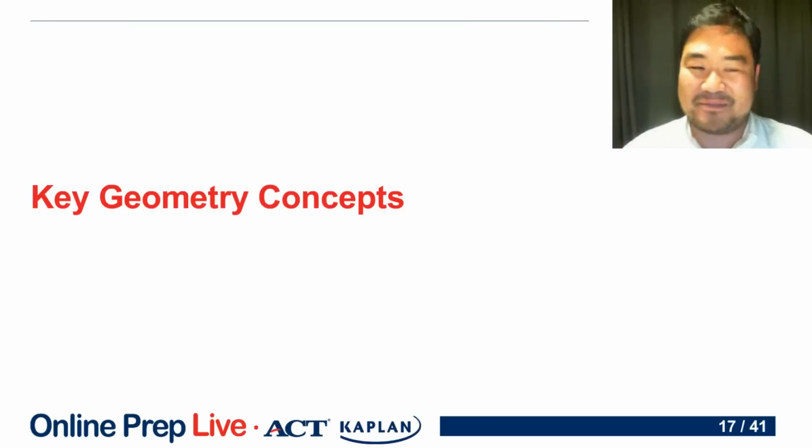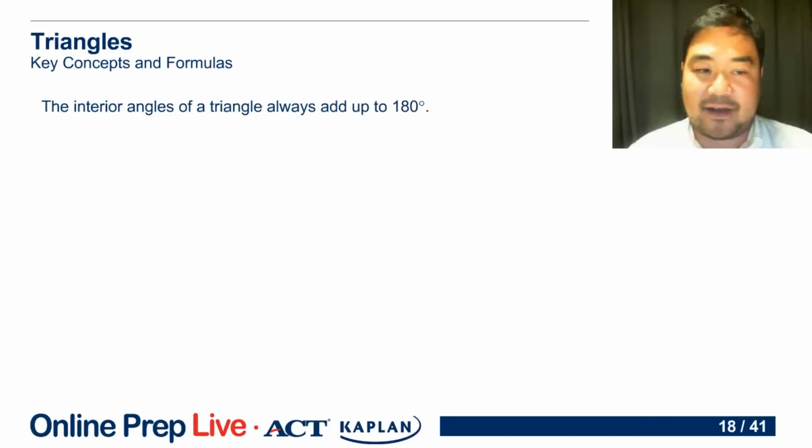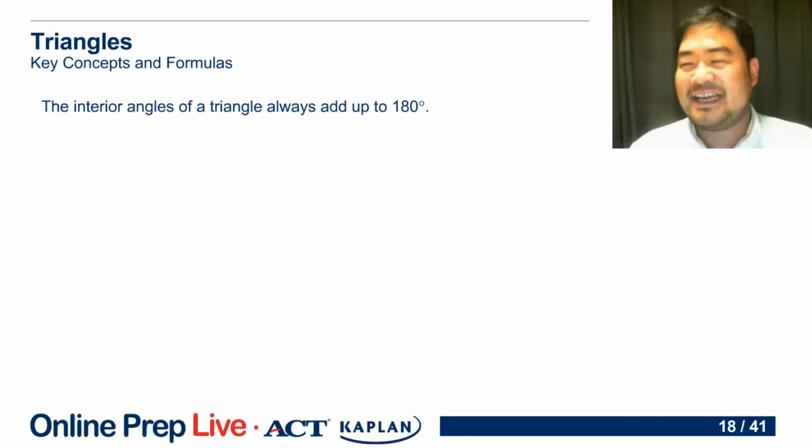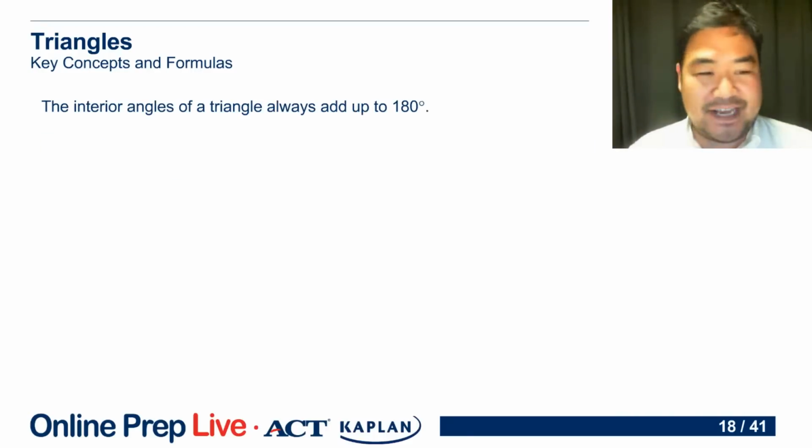It talks about geometry. So a couple of key geometry concepts that we want to make sure that we are solid on so that we can tackle ACT geometry questions. First thing about triangles: the interior angles of a triangle always, always, always add up to 180 degrees. If it doesn't add up to 180 degrees, it's probably not a triangle. The 3 angles of a triangle always add up to 180 degrees.